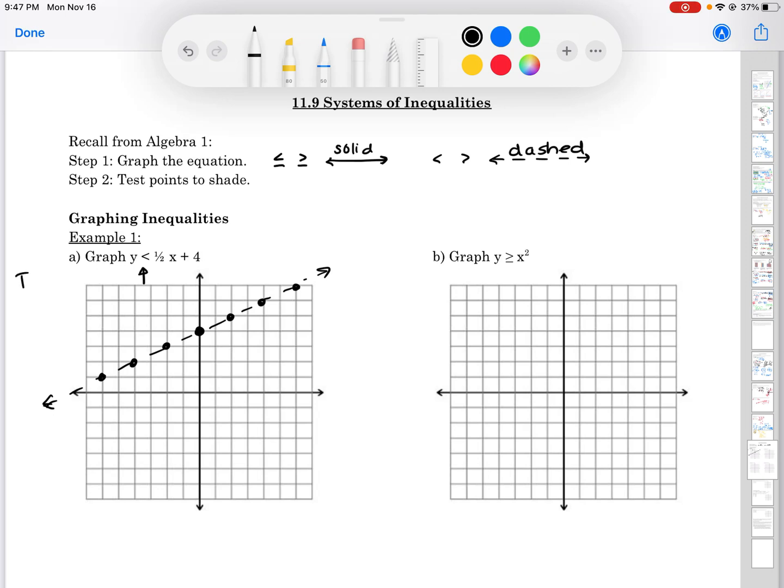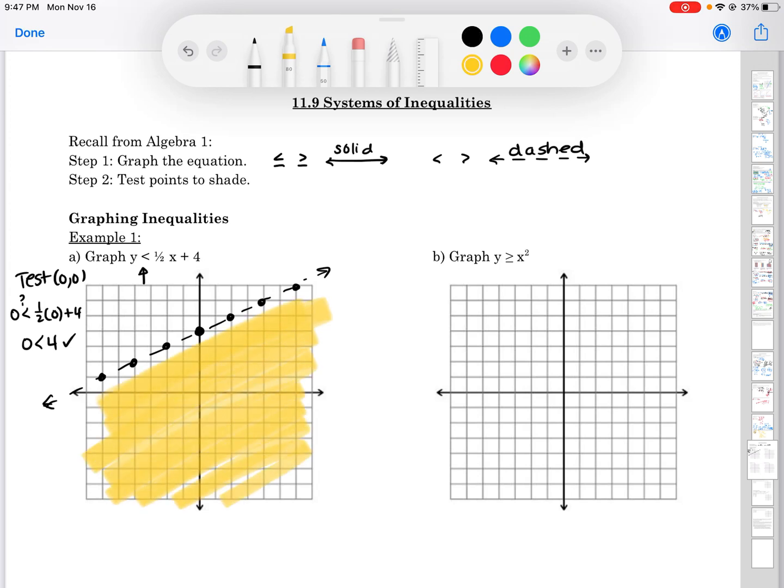So let's test 0, 0. So I want to know, is 0 less than 1/2 times 0 plus 4? So is 0 less than 4? Yes, it is. So I should shade on the side that has 0, 0. So that's this side over here. So everything on this side is a solution.